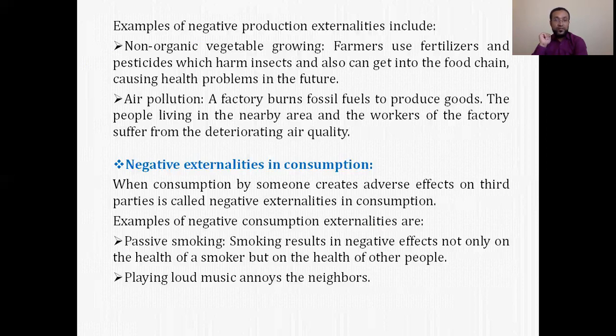The next one is playing loud music and annoying the neighbor. Somebody is enjoying loud music, so this is the first party who is enjoying the music loudly, and the third party are the neighbors who are not interested in even listening to the music.